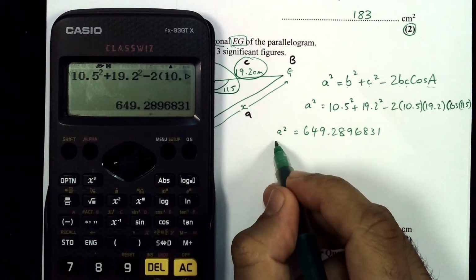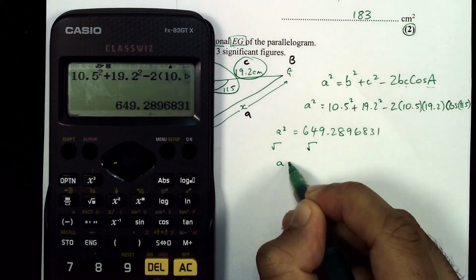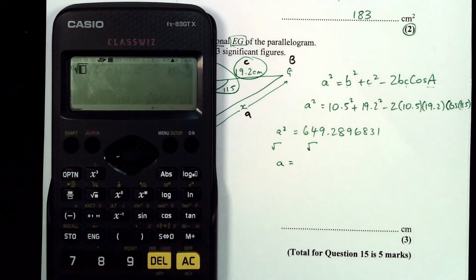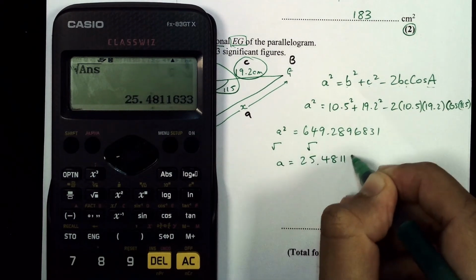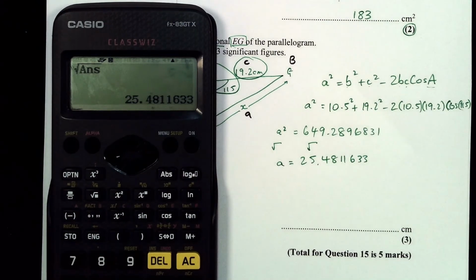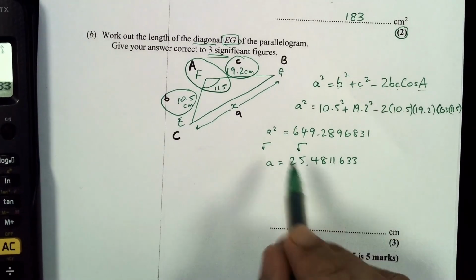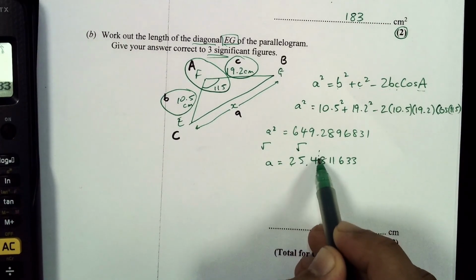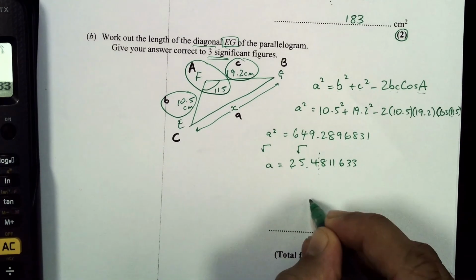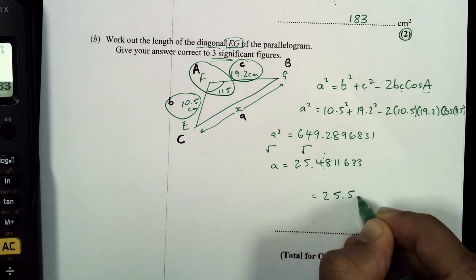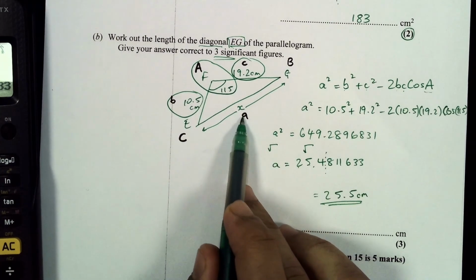And now obviously to get a on its own I need to do something to both sides, which is to square root both sides. And that's what I'm going to do finally. Square root that answer, giving me 25.4811633. Last bit of the question is to round it. So 3 significant figures, first, second, third. I'll put a little dotted line in here. 8 is bigger than 5, which means the 4 rounds up to become 25.5 centimeters. And that is the value of x, which is a in my example here.